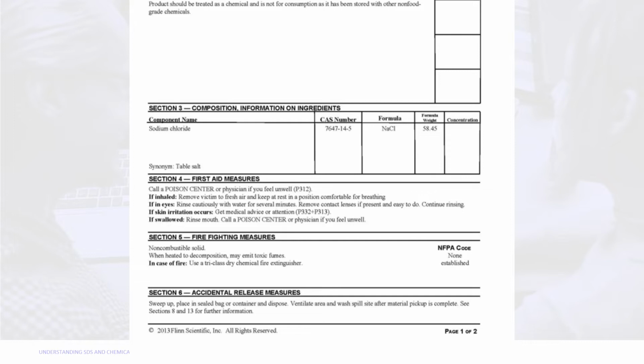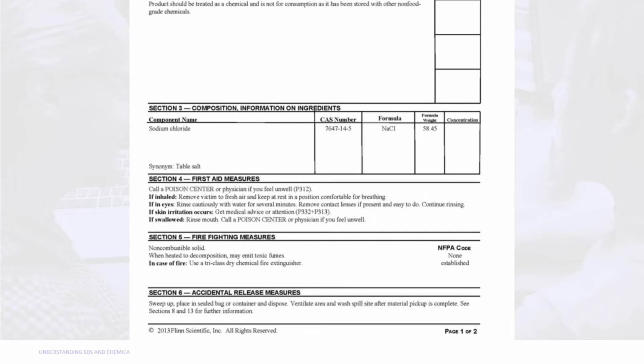We can see that it tells us that the substance is not combustible, and in case of a fire, to use a tri-class fire extinguisher. Notice that it tells us the specific type of fire extinguisher to use in order to properly extinguish the fire. It is important to use the correct type of fire extinguisher in these types of cases.